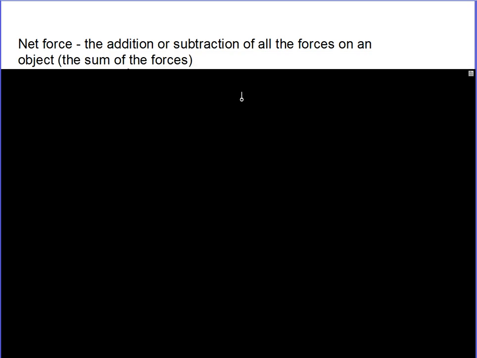So now we're going to look at net force. Net force is the addition or subtraction of all the forces on an object, or the sum of the forces. Sum meaning addition. One of the things you're going to see is that some of the forces, like friction, are negative forces. So if you add a negative, that's the same as subtracting. And so net force is when you've added and subtracted all the forces and you come up with one resulting force.